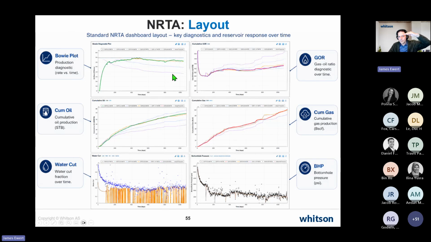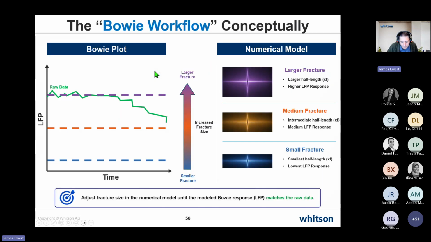These are for volume. The placement of the horizontal line is for linear flow. That's your LFP. The higher you place that line, the higher the LFP; the lower the line, the lower the LFP. So let's talk about that a little bit more.